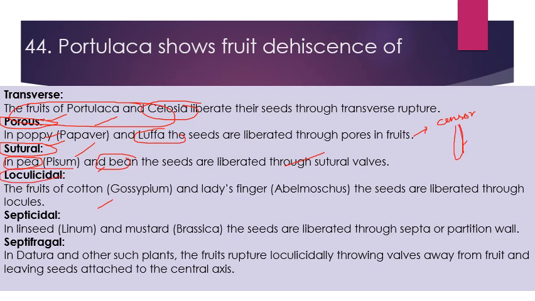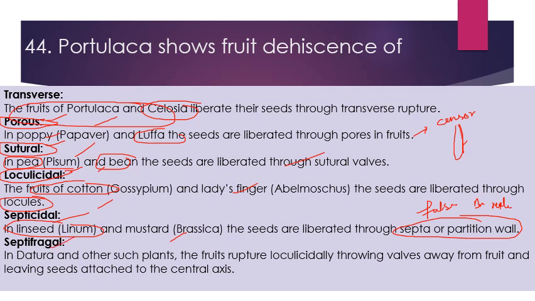Next is loculicidal type of seed dispersal. It occurs in case of fruit of cotton, that is Gossypium, and ladyfinger, that is Abelmoschus esculentus. The seeds are liberated through the locules. Next is septicidal. It occurs in case of linseed, that is Linum, and mustard. The seeds are liberated through septa or partition wall. And the false septum, which is present in Brassica campestris in its ovary, is called replum.